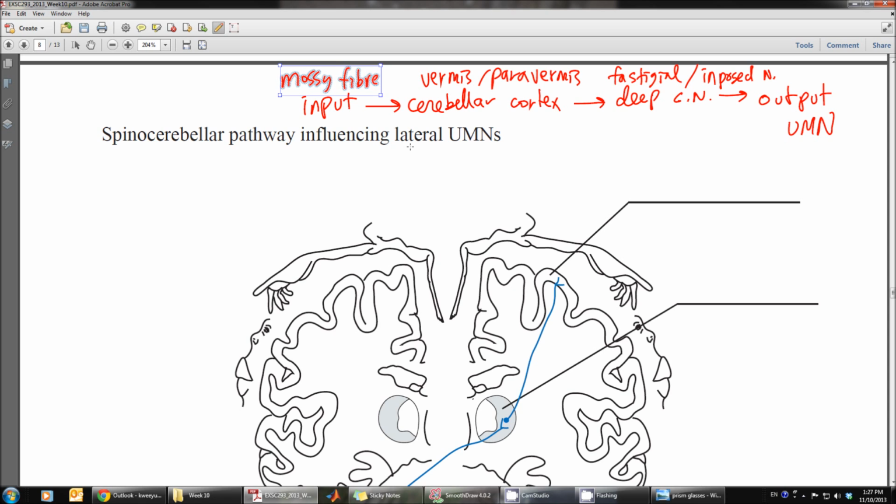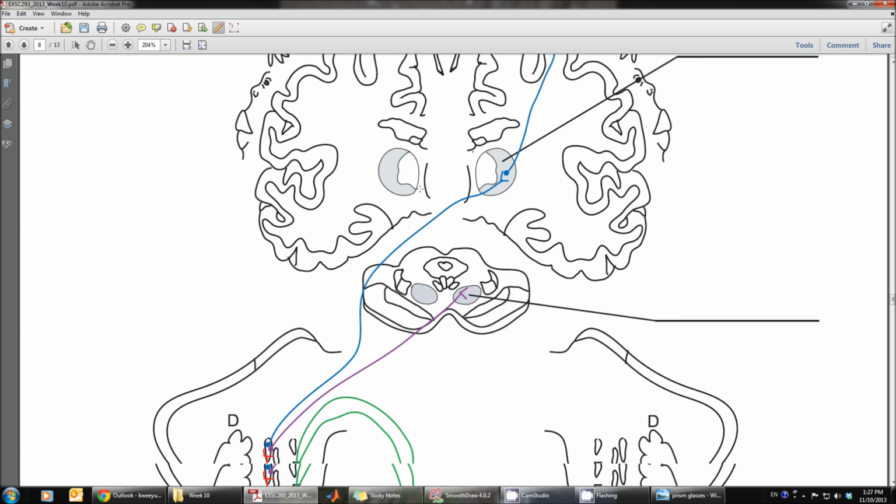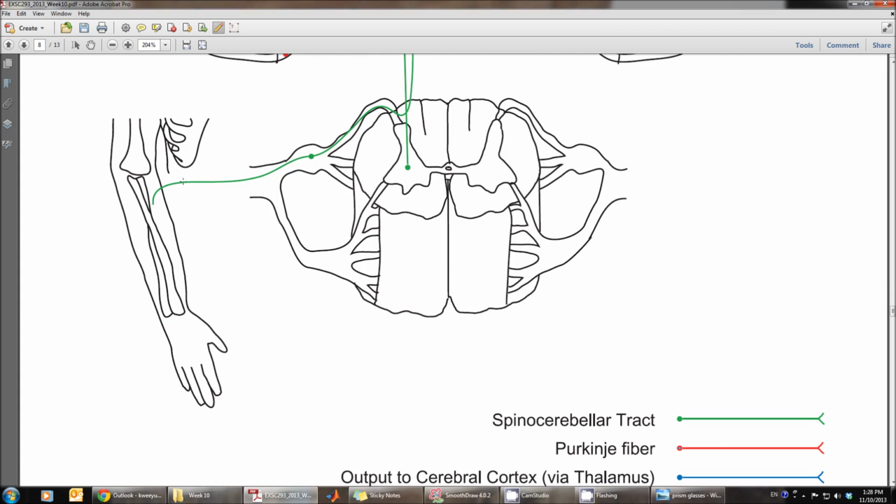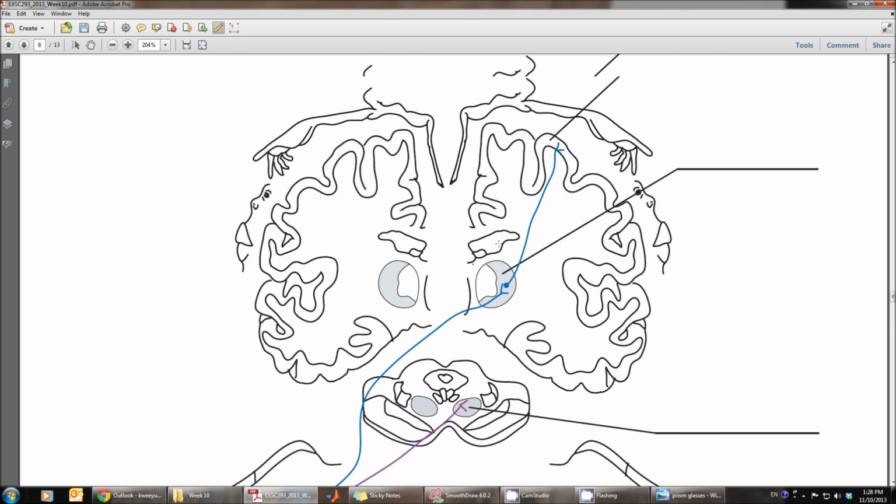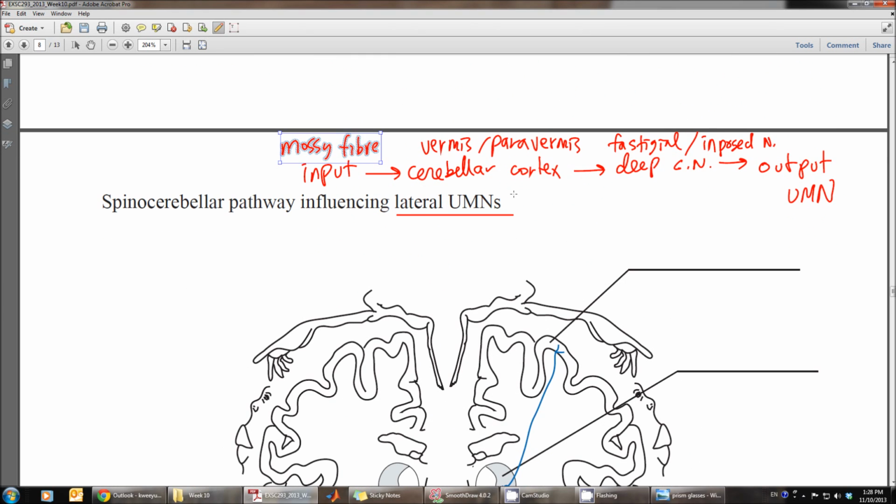This example is showing the relationship between this tract and the lateral upper motor neurons, and you can see the person is trying to move the arm, which is the distal muscle of the arm, and because it's distal, the pathway we're going to use will involve paravermis and interposed nucleus. Sorry for the typo here, the 'r' is missing. Interposed nucleus.